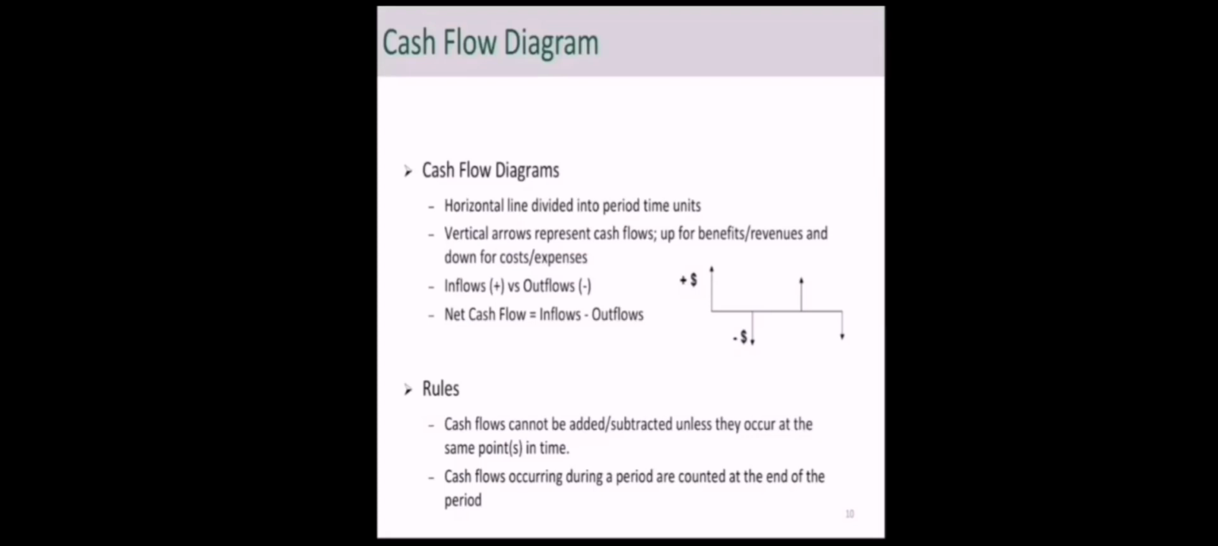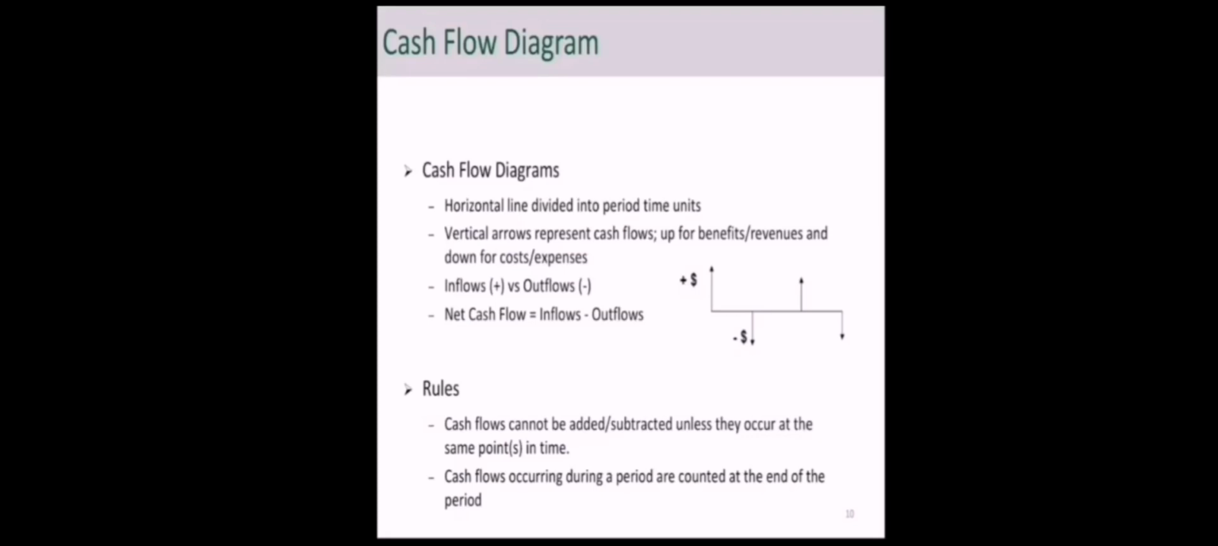Cash flow diagram. So what are cash flow diagrams? First, a horizontal line divided into period time units. So as you can see here, the horizontal line is what represents our period time units, or it can be an hour, a day, a week, a month, or maybe a year. So it depends on what your cash flow diagram is.